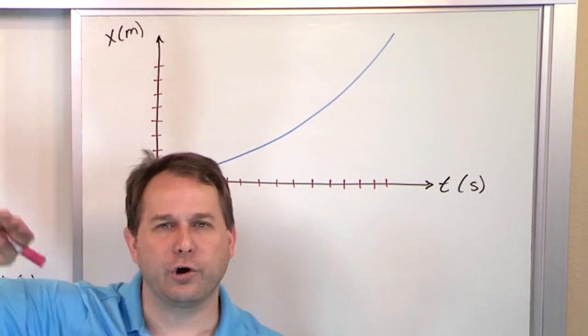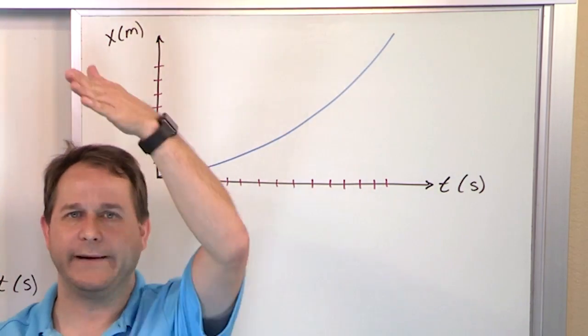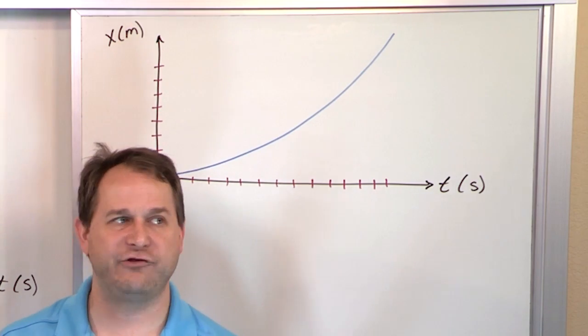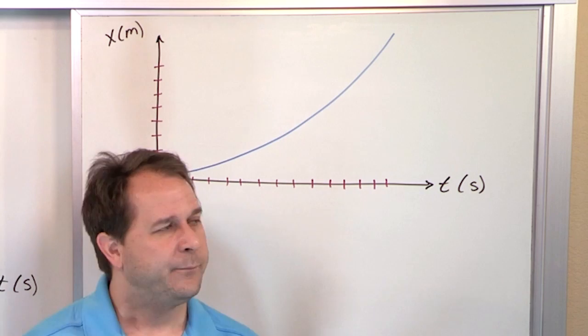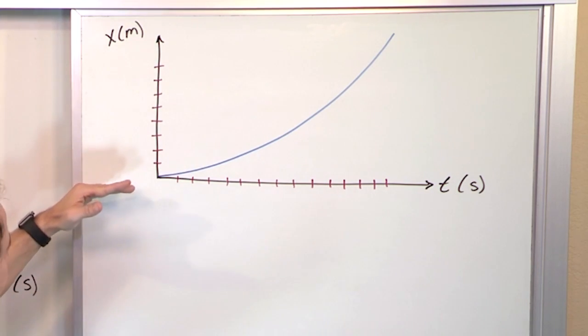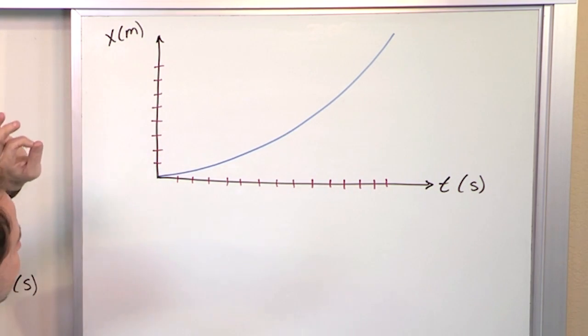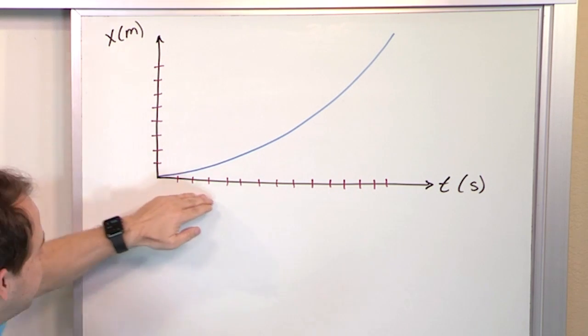So when you have a curved position-time graph, it doesn't have to go up like this. It could be any shape. Anytime it's changing and not a straight line, all it means is your velocity is changing. When you think about it, look at this curve. This is a graph of position as time goes on.